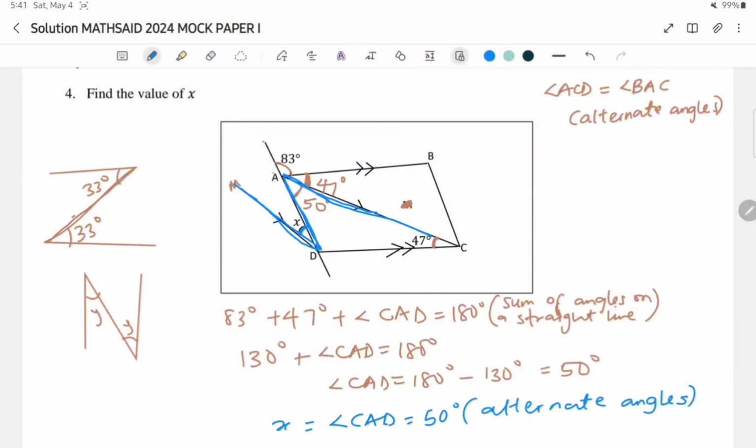Usually for questions like this, there's more than one approach to answer the question. You can choose to use corresponding angles. The sure thing is that you will get the same answer if you solve carefully.